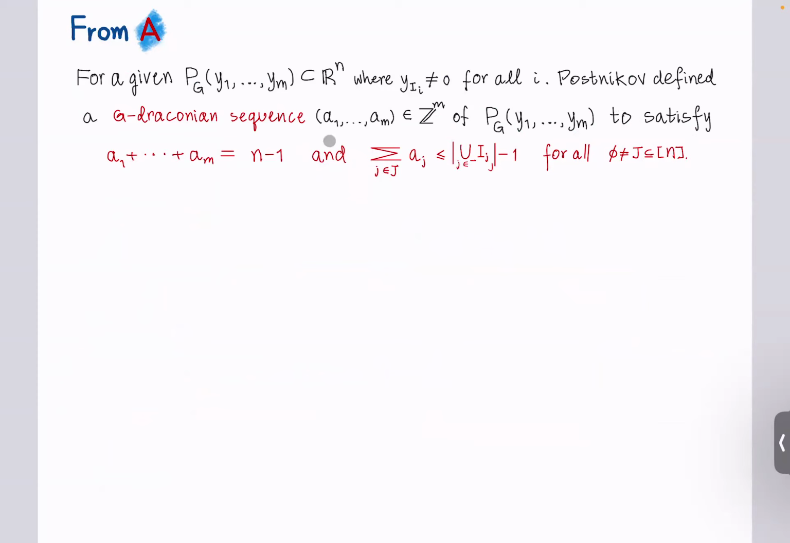then Postnikov defines a G-draconian sequence A1 to An to be the set of non-negative integers that satisfy the following. So A1 plus all the way to Am must be equal to n minus 1. And the sum of Ai over a subset J, J non-empty, a subset of bracket n here, has to satisfy this property.